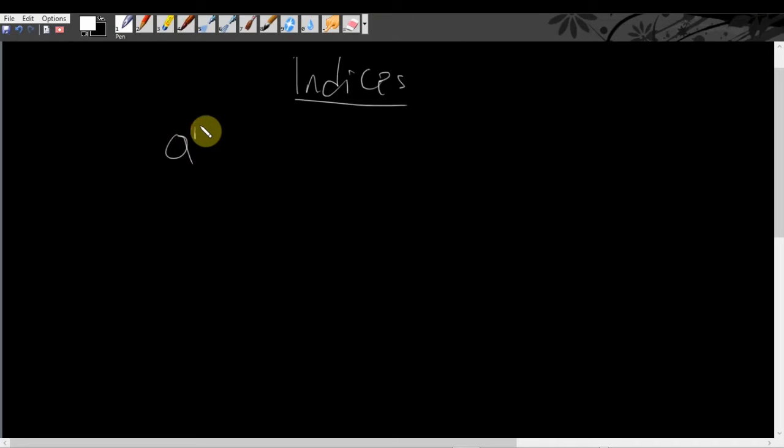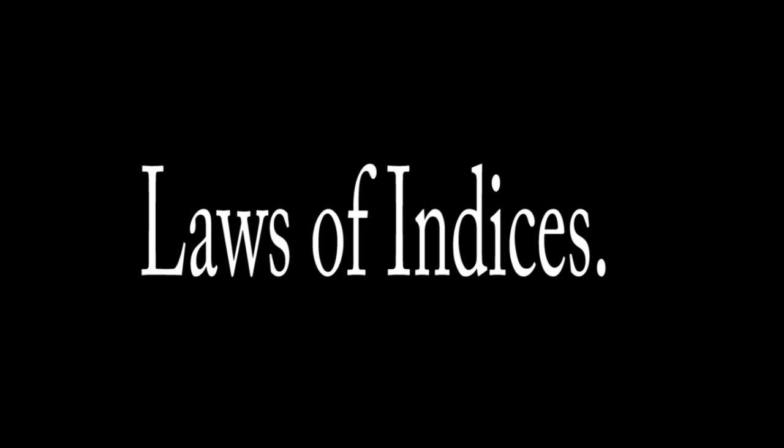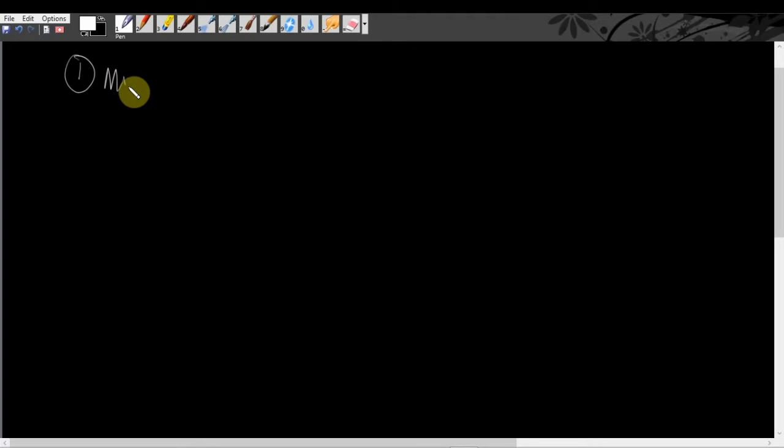Let's say we have a power n. This n here is a power or index. a is the base. If we replace that n with a number, let's say 4, this means a is multiplying itself in 4 places. First law, let's call it number 1, is the multiplication law.